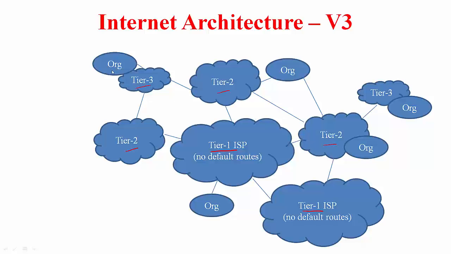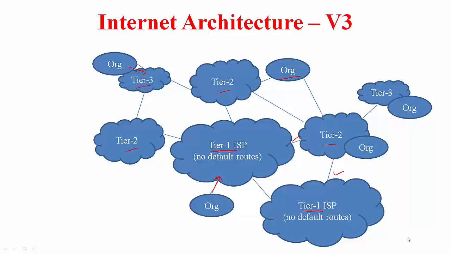And these organizations, depending upon how big they are, some of the smaller organizations take service from tier 3, some of the intermediate organizations take service from tier 2, and some of the really big organizations plug in directly into tier 1. Notice also that an organization can take service from multiple ISPs for fault tolerance or load balancing purposes. Similarly, a lower tier ISP can also take the services of multiple higher tier ISPs like here.